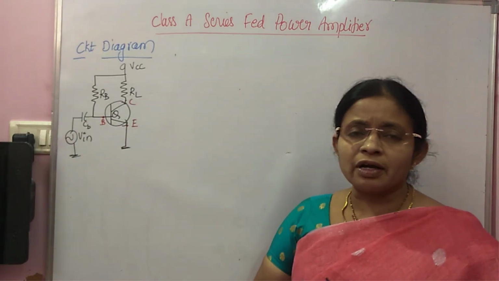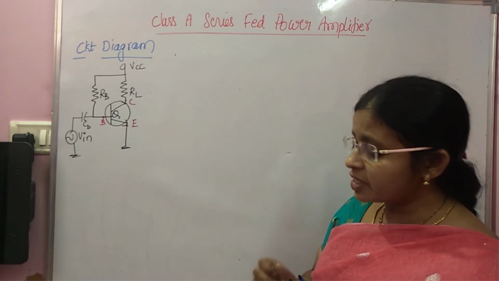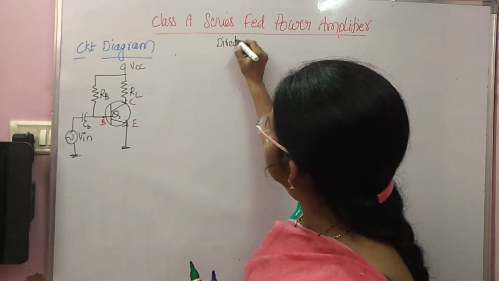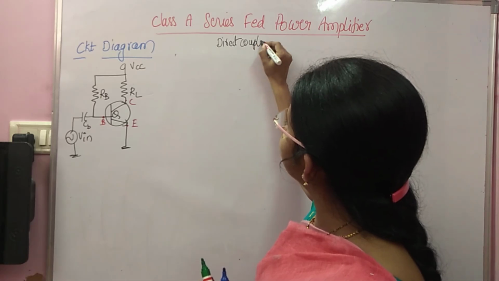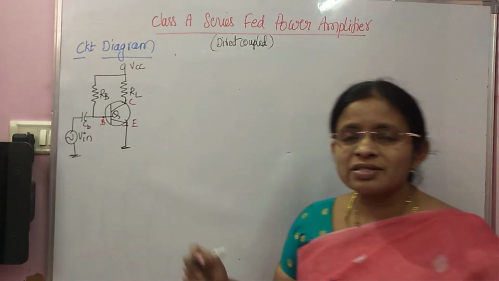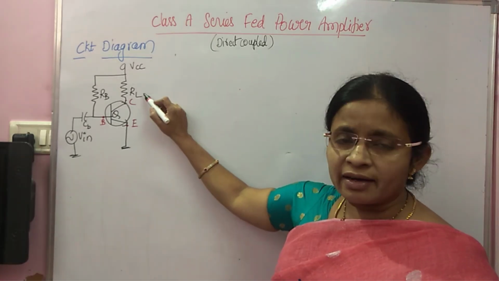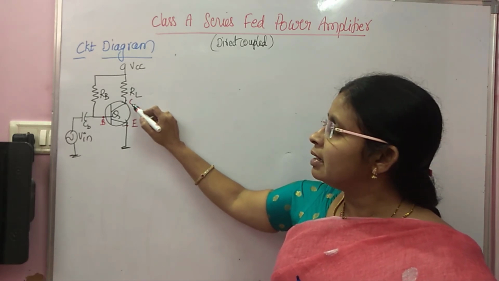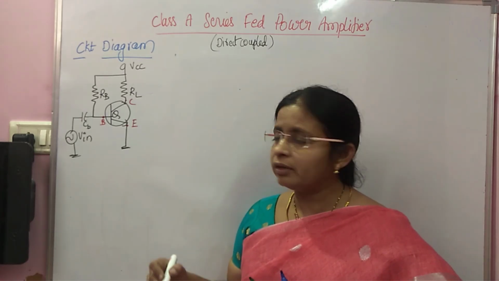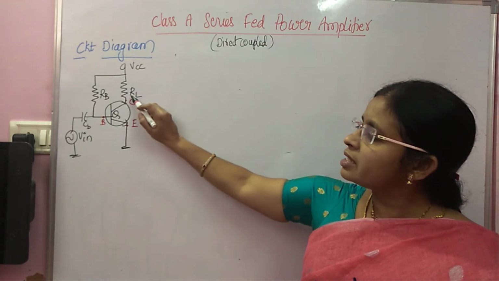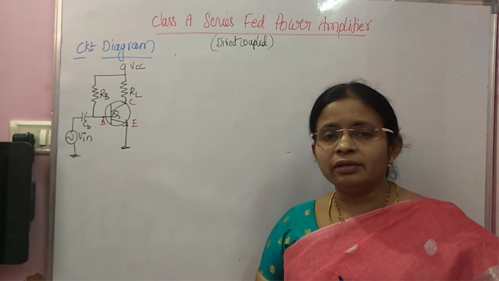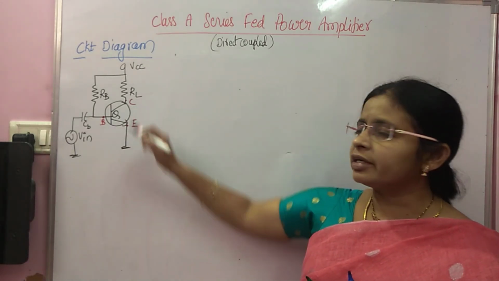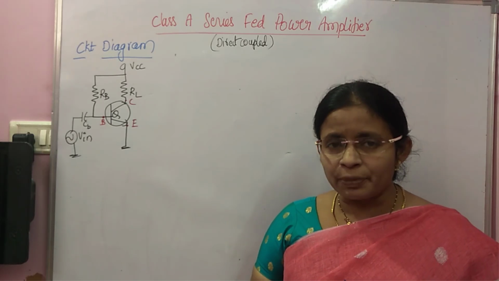This is a circuit of Class A series fed power amplifier. The series fed power amplifier is also called direct couple power amplifier, Class A direct couple power amplifier. What is the reason for this name? See the load RL. The load RL is in series with the collector, or in series with the output terminal. That is the reason it is called series fed power amplifier. And the other name is, the load is directly coupled to the collector without using any coupling mechanism or any other coupling device. The load is directly connected to the output, hence it is called direct coupled Class A power amplifier.